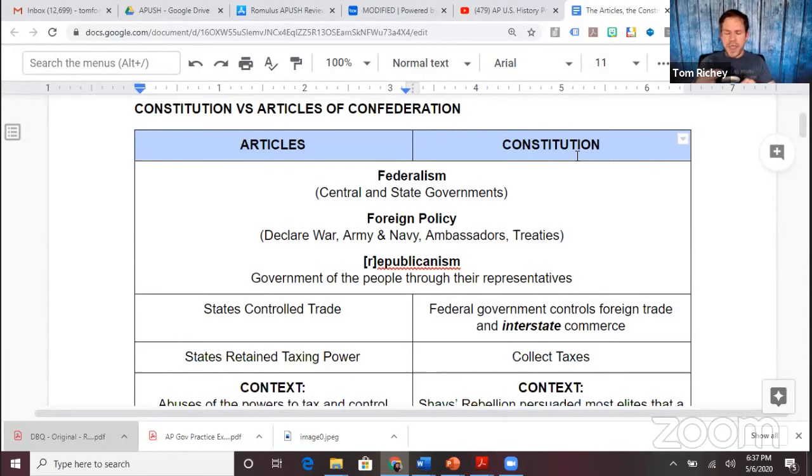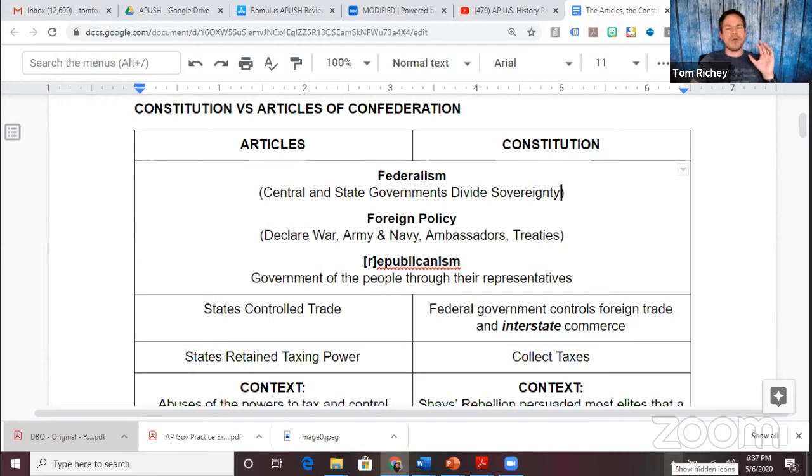And for that, we need to think about the continuities and the discontinuities from the Articles to the Constitution. So with that, we see here, first of all, federalism. The Articles and the Constitution both include central governments and state governments. And what we want to note here is that the state governments are more than regional governments. Central and state governments divide sovereignty, that basically state governments have their powers, the federal government has its powers, and then there are powers that are concurrent between the two.